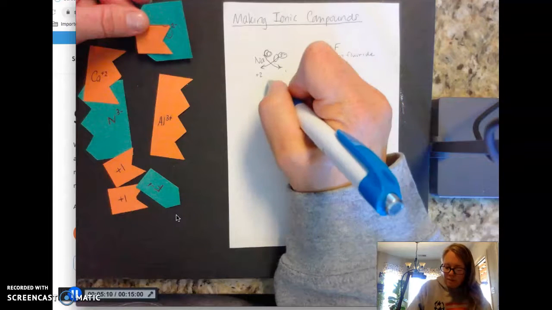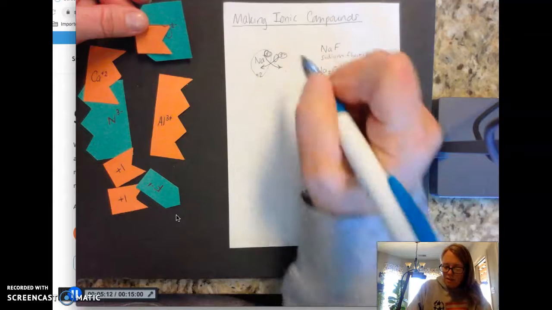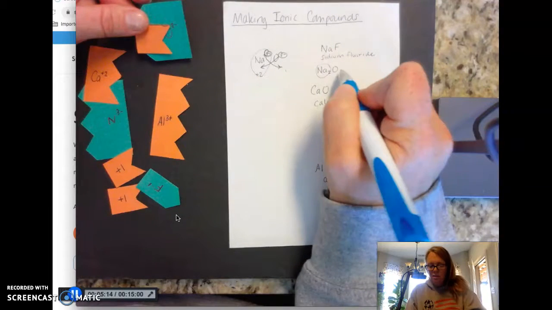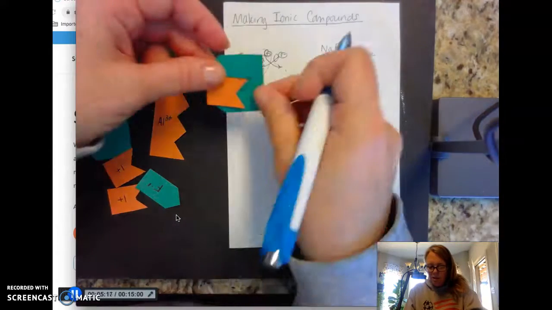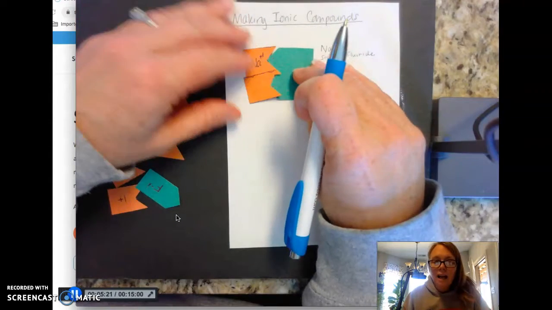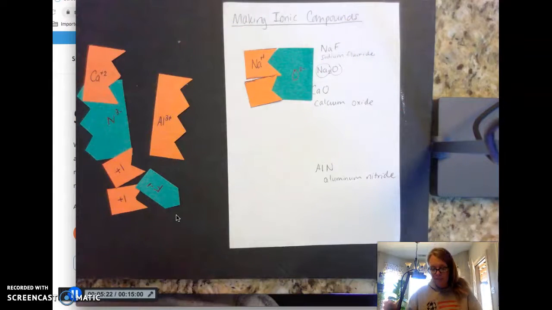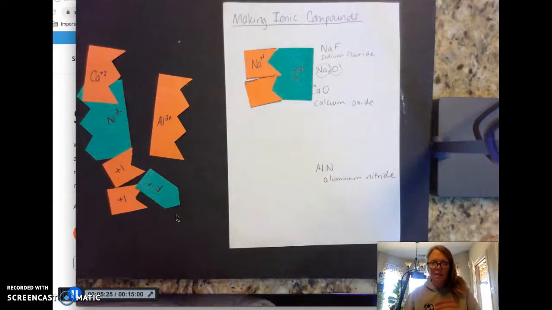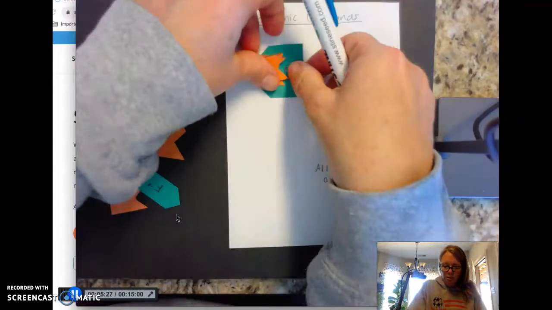If I have 2 of these sodiums, that's going to give me my 2 positive charges to balance out with my two negative charges. And we can see that visually with our puzzle pieces. I wish we were in class because I have a whole big bag full of these pieces, and it does make it easier when you can hold them and manipulate them yourself.